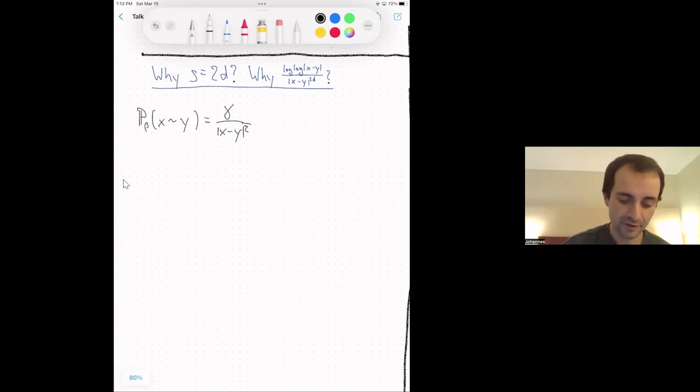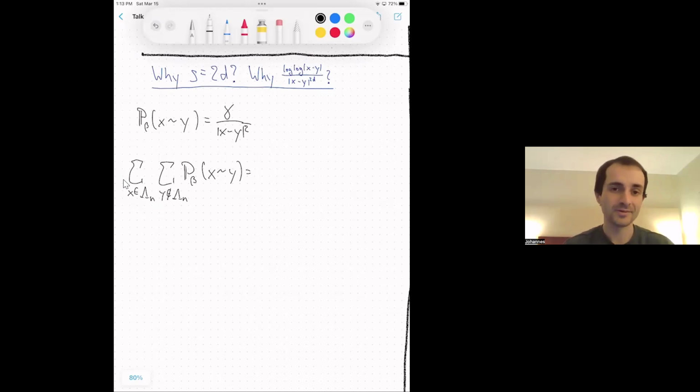Okay, and the argument goes as follows. We look at all x in lambda n and y which are not in lambda n, and we look at the probability that x is connected to y. This is just something like the expected number of edges that go from scale n to outside of scale n. And by all the symmetries, that's just L to the n times the sum over all y which are not in lambda n of the probability that 0 is connected to y.